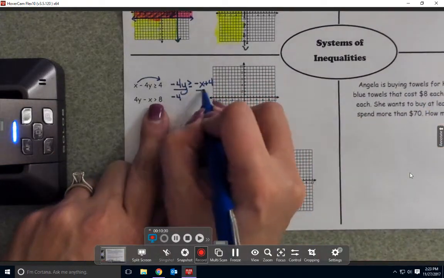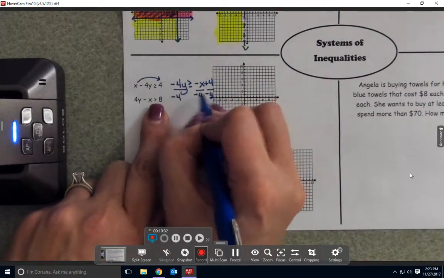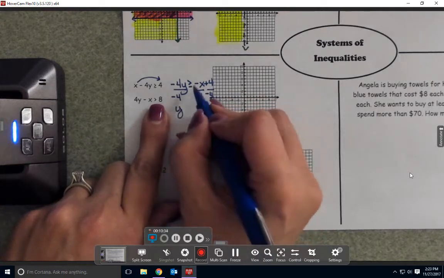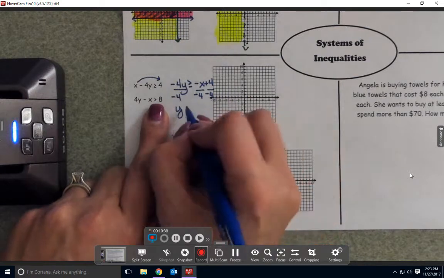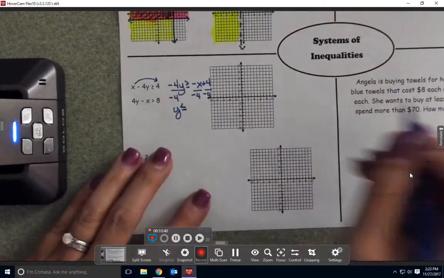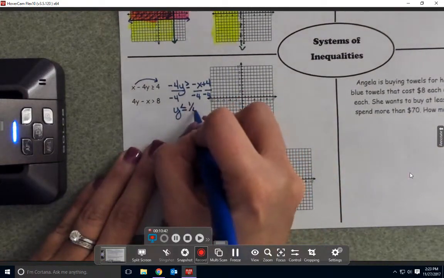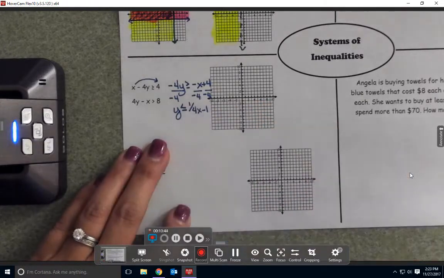Now be careful right here. Remember, with inequalities, if you divide by a negative, this sign flips. So since I'm dividing by a -4, this greater than or equal to becomes less than or equal to. And that's just going to be a 1/4 x minus 1.